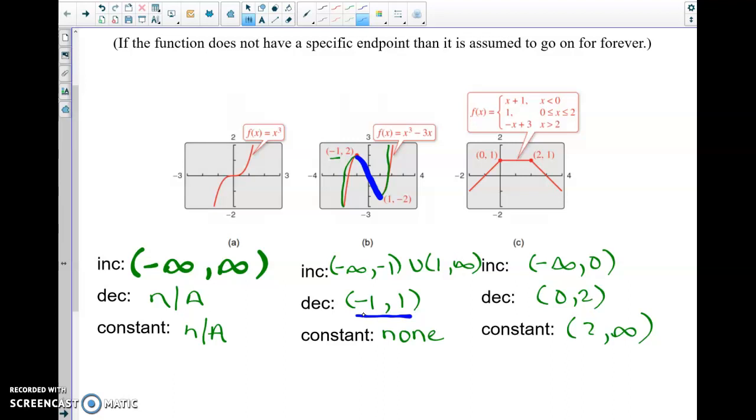In part C, it is increasing at this section here, then it's staying constant here, and then going down. So there's 3 different pieces: increasing, negative infinity up to 0, x value, decreasing from 2, oh, I wrote this wrong. I had these 2 backwards. Decreasing from 2 to infinity, and then constant from 0 to 2.